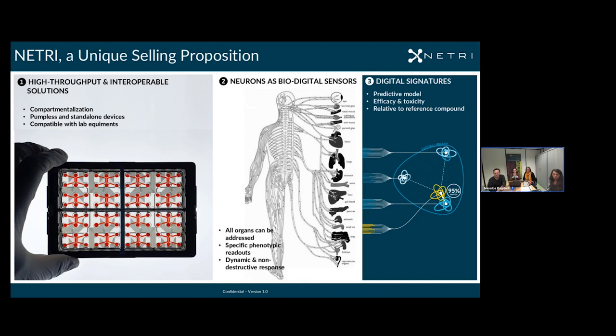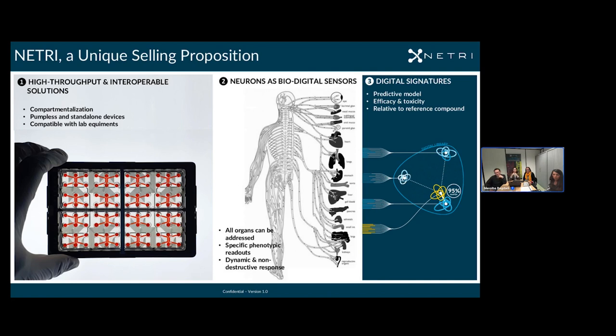As you can see in this particular new bento, underneath the chips you have different electrodes. The idea is to be able to capture the electrophysiological responses of neurons, and that's where the idea to use neurons as biodigital sensors comes from. In fact, neurons can react to different types of stimuli, whether external or internal, and they also interconnect different types of organs. That way, we can assess and study specific phenotypic readouts in a non-invasive way.